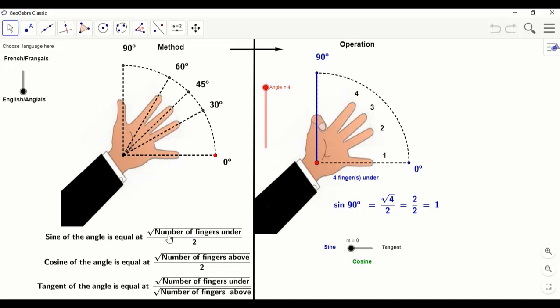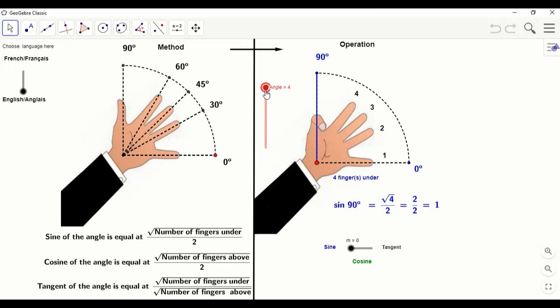From the formula we have here, we say square root of the number of fingers under. If the thumb is your 90 degrees, how many fingers do you have under? We have 4 fingers, starting from the smallest finger, which is 1, 2, 3, 4. So square root of 4 divided by 2, and square root of 4 you can see there is 2, divided by 2, and 2 divided by 2 is 1. Therefore sine 90 is going to give you 1. If you do the same for other angles, you see the formula will give you the same result.